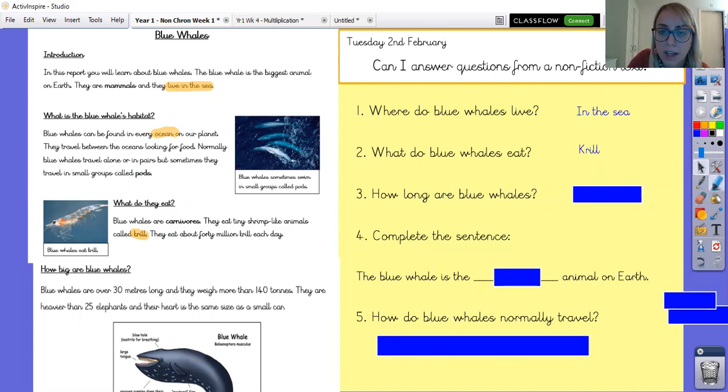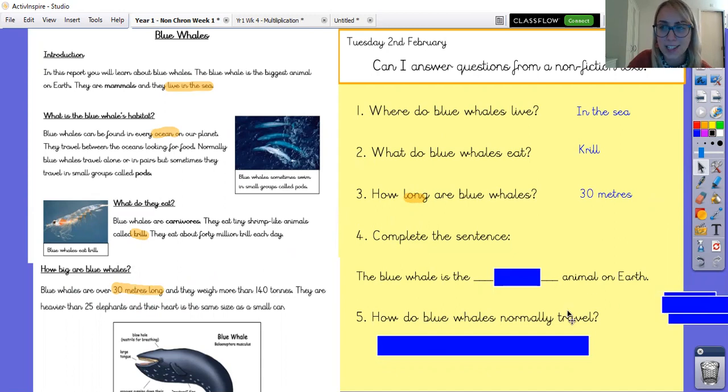Okay, my next one is, how long are blue whales? So I'm sure there's something about the length and the size of blue whales in my last subheading. How big are blue whales? Let me read that information through again. Blue whales are over 30 meters long and they weigh more than 140 tons. Now, what do they want to find out? They want to know how long, okay, blue whales are, and I can see that blue whales are over 30 meters long. So hopefully you have got the answer, 30 meters.